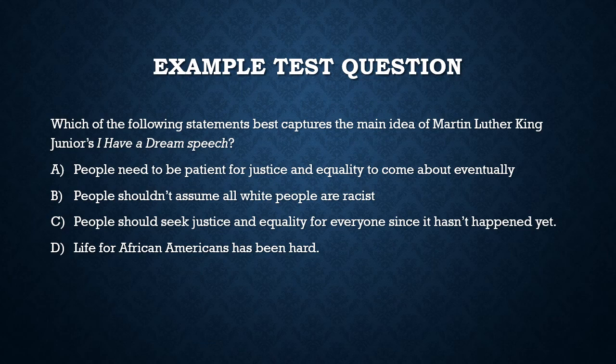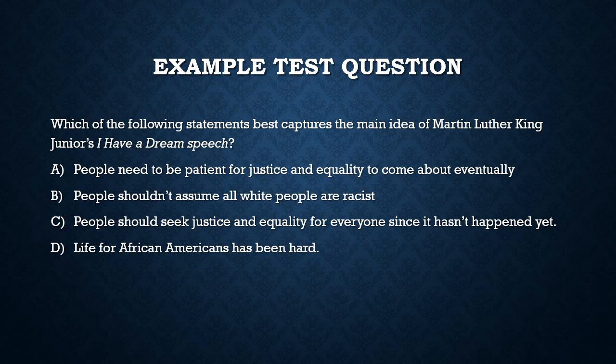So A, here we go. People need to be patient for justice and equality to come about eventually. It does definitely talk about patience and equality, but I don't know necessarily about it coming about eventually, so that's a good thing to note, that the way that's phrased is maybe a little tricky. So we'll go to B here. People shouldn't assume all white people are racist. This is not what the main point is about. He does mention that in the speech, so there is evidence for it, but it's certainly not the main point of what the speech is about.